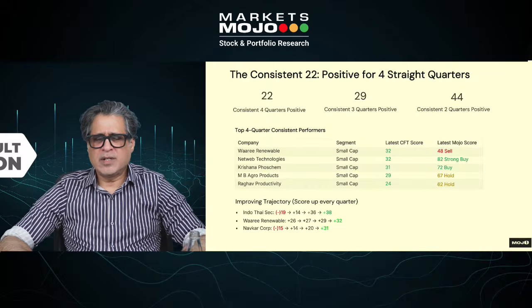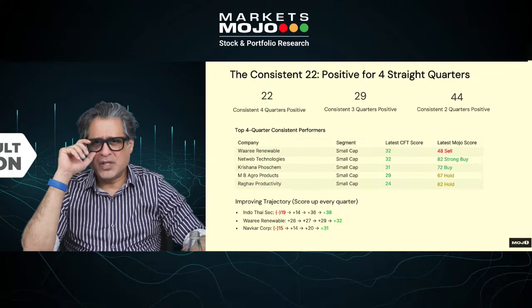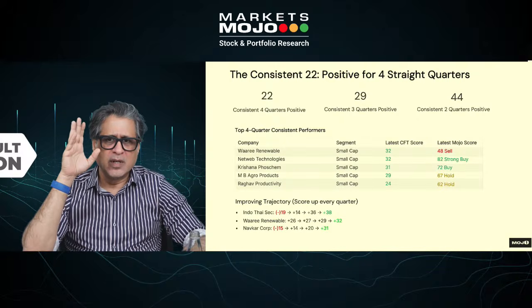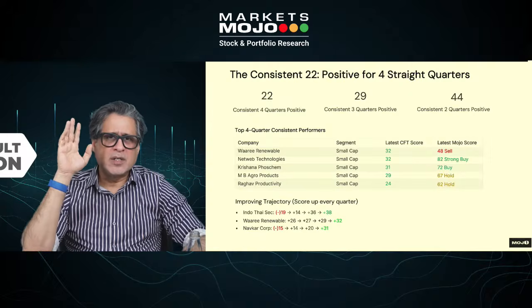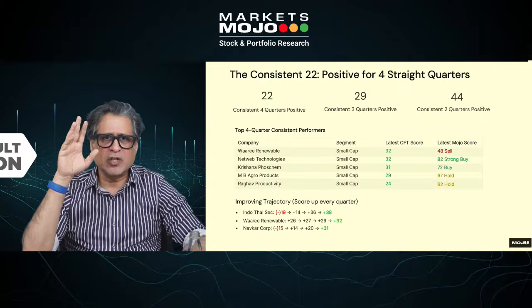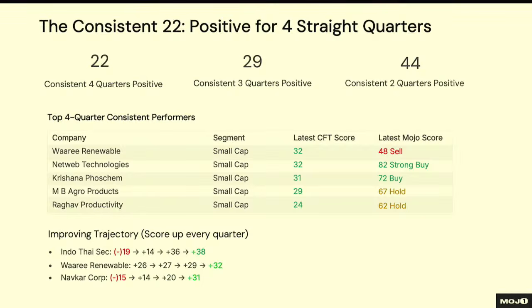There are some interesting companies out here where we are seeing consistent results. 22 companies have consistent 4-quarter positive results. There are 29 companies where 3 quarters are consistently positive, and there are 44 companies where 2 quarters are consistently positive. Let's look at the top companies, and I'm saying top as per the results, not as per our scores. There are top 4-5 companies that you should see out here. They have consistently delivered 4-quarter good results, and these incidentally are only in the small cap segment.